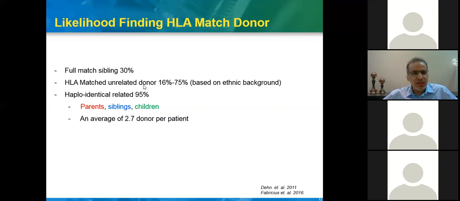For matched unrelated, the range is from 16 to 75%. It depends on the ethnic background of the patient and donor. And the chance of finding an HLA haplo-identical related donor is 95%. That could be parents, siblings, children, and in some centers, they go further to second degree relatives. So each person has an average of around 3 potential donors that are haplo-matched.